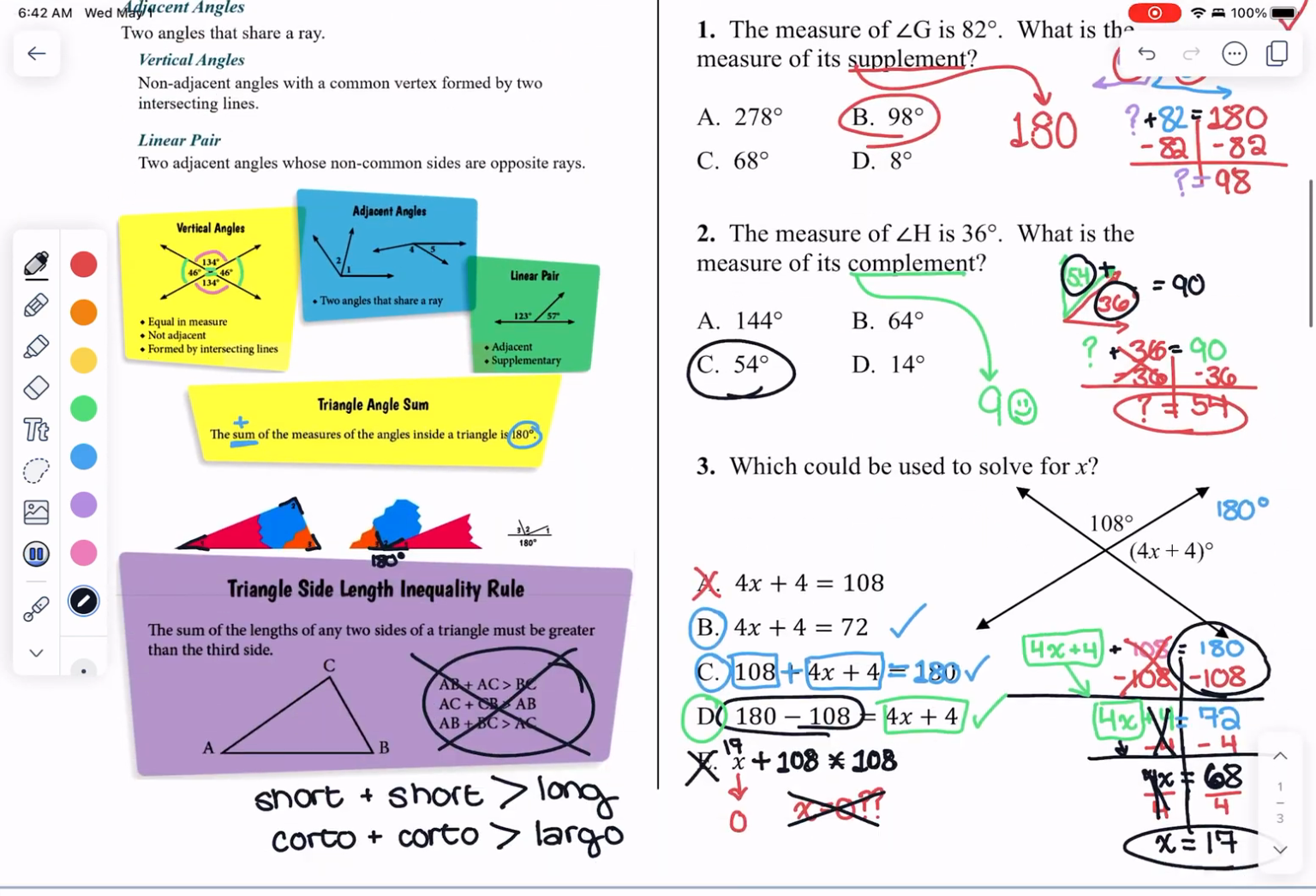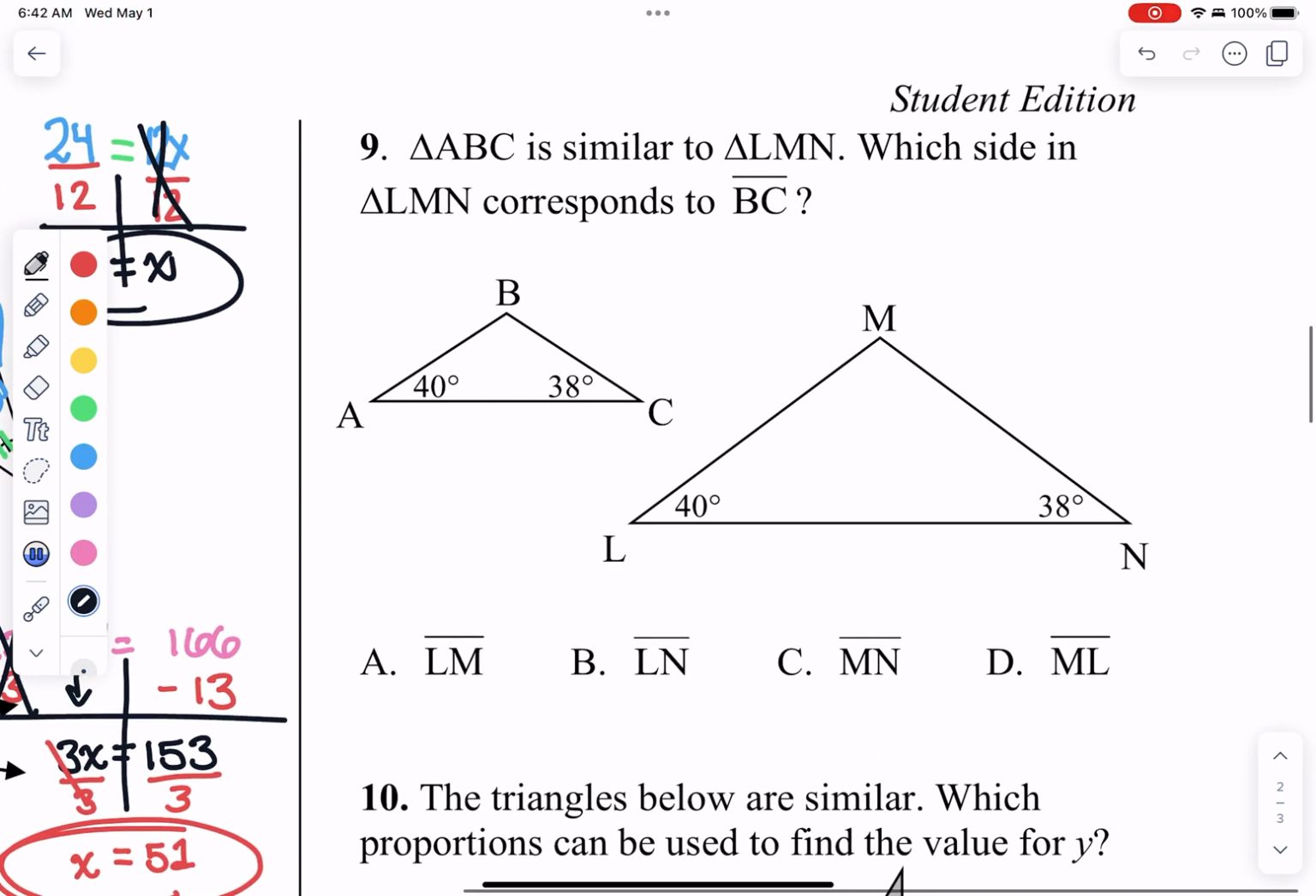Let's see it, people. Number 9 says, triangle ABC is similar to triangle LMN. Which side in LMN corresponds to, we're looking at this, it says BC with a line above it. That means side BC. So we're looking at this side right here. Well, I could look at it and say, obviously it's this side right here, but we don't want it to be obvious. We want it to be difficult, right? So I think to myself, well, Miss Majorana, BC is the side that touches angle 38, but not the side that also touches the 40-degree angle.